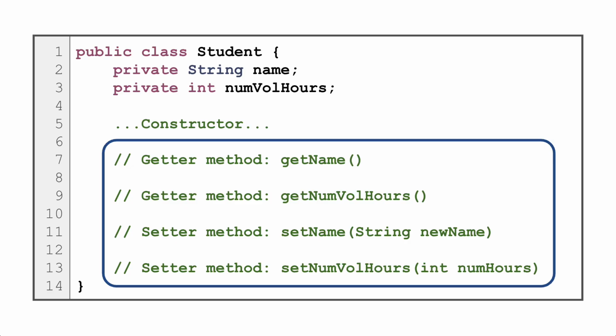Classes usually have many getter and setter methods based on the number and purpose of each instance variable. For example, in this student class, it makes sense to have getter and setter methods for the name and volunteer hours instance variables so that you can access and update these values. Before you start writing your own methods, let's walk through one more method in the student class that has a parameter and a return value.